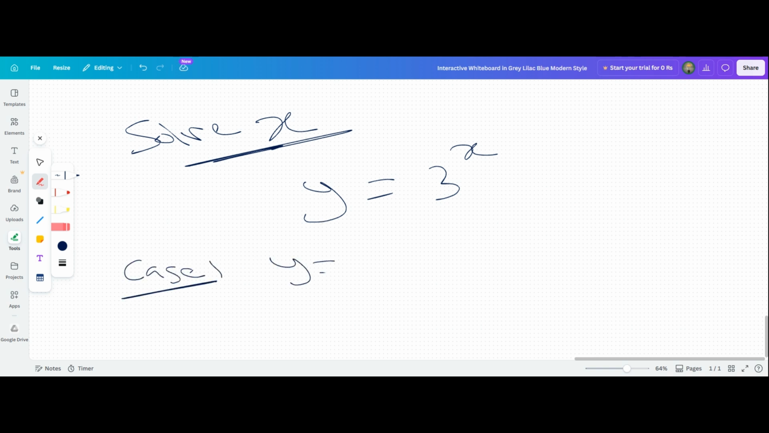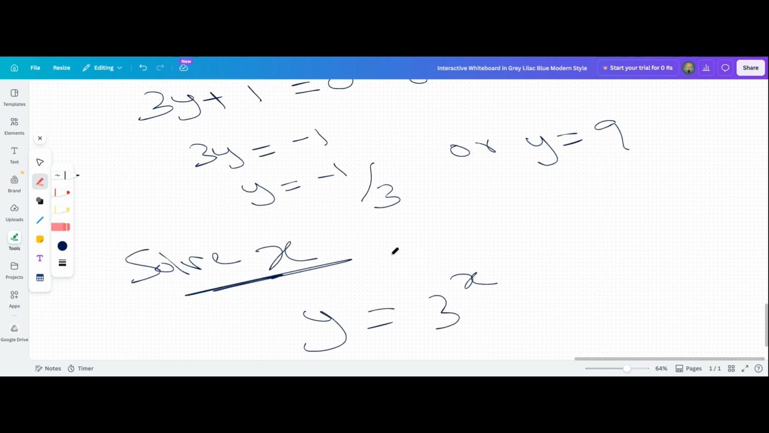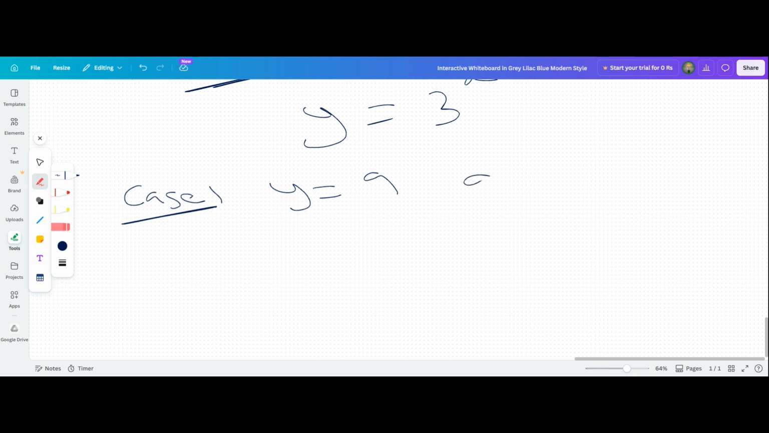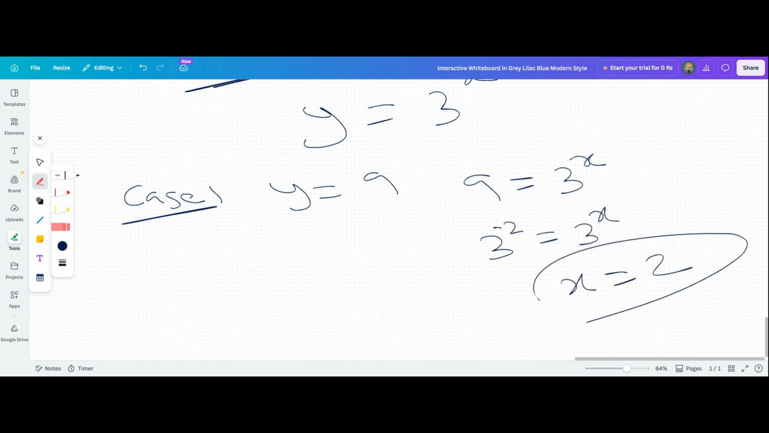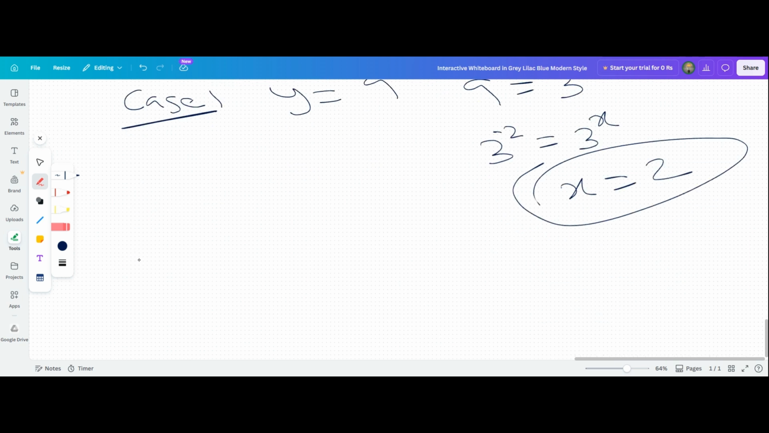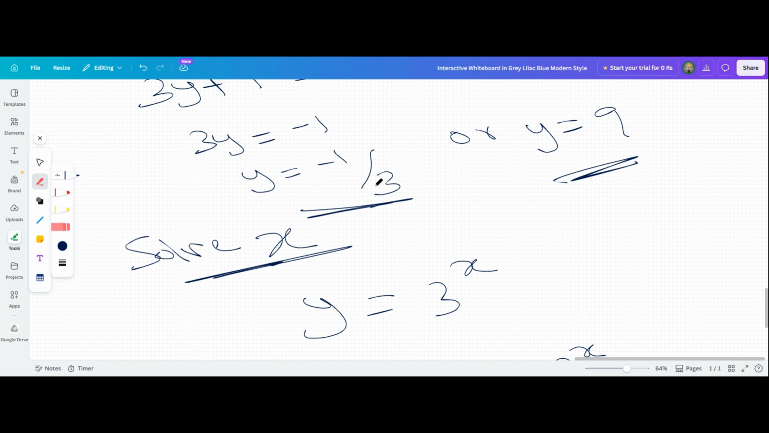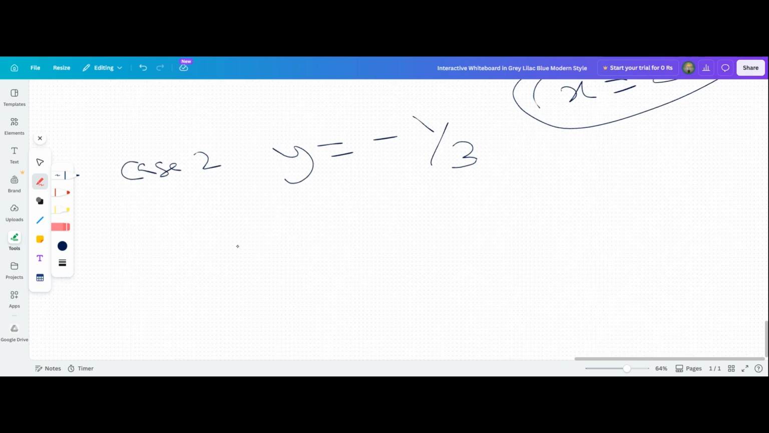Case 1 is y is equal to 9. So 9 is equal to 3 to the power x. You can write 9 as 3 to the power 2. So x is basically 2. This is one answer. Case 2 is y is equal to minus 1 over 3. So 3 to the power x is minus 1 over 3.